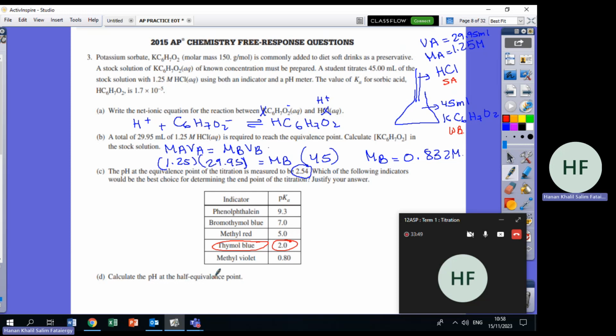Calculate the pH at half equivalence. Remember, what happens at half equivalence? At half equivalence, B is equal to A. So pH is equal to pKa. Okay, what does pKa mean? It means minus log Ka. Okay, Ka is 1.7 times 10 to the minus 5. So I will say minus log 1.7 times 10 to the minus 5. And this will give me 4.77.